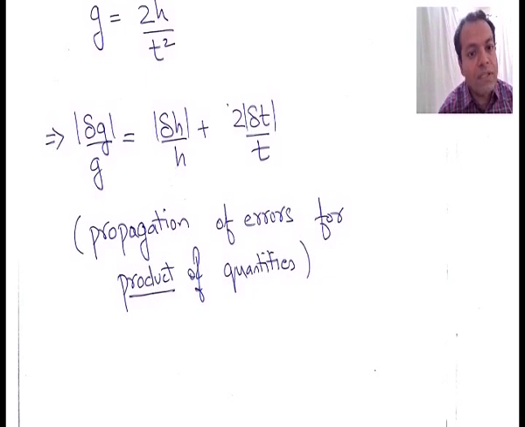For a product of quantities, we don't write the error as delta g equal to delta h plus delta t. That would be the case when the expression was that of sum of quantities. Here I would write delta g mod, that is the magnitude of the error, delta g upon g, is equal to delta h upon h plus 2 times delta t upon t. This 2, which multiplies the error or uncertainty in time, comes because of the power t square in the expression on the right hand side.